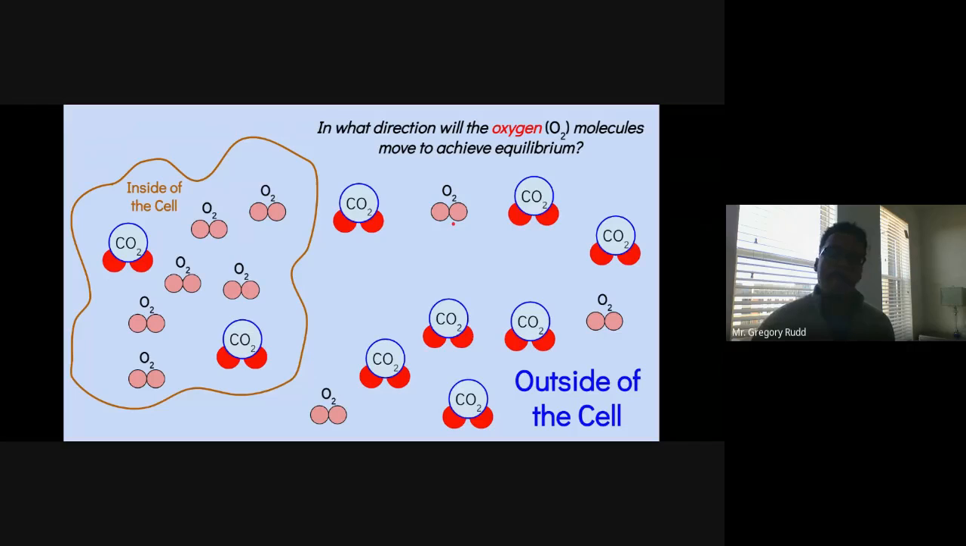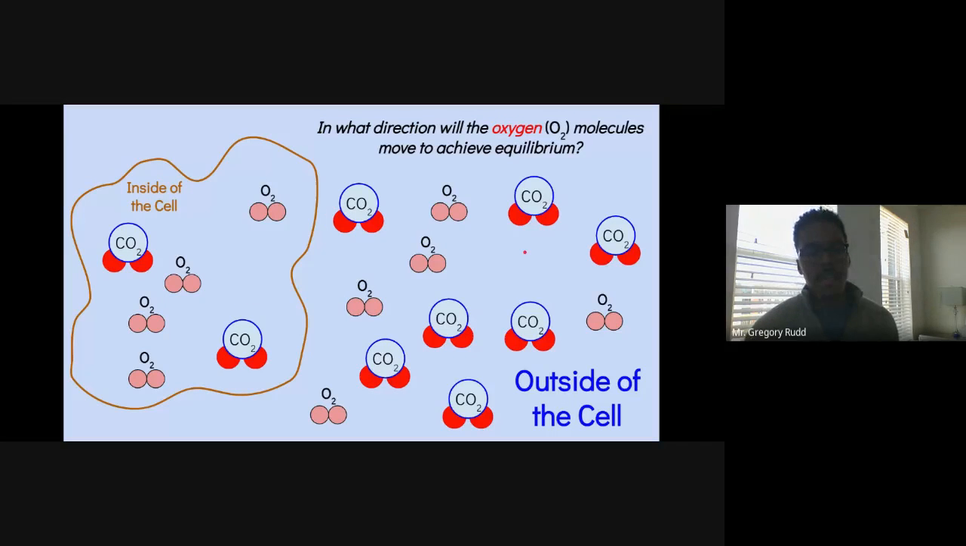Yeah, because there are more molecules of oxygen inside than there are outside. So in order to get to an equal number, they're going to have to move out. We've got 6 inside and only 3 outside. So let's move 1. Now we've got 5 inside and 4 outside. So still not at equilibrium. So let's move this one. Now we've got 4 inside and 5 outside.